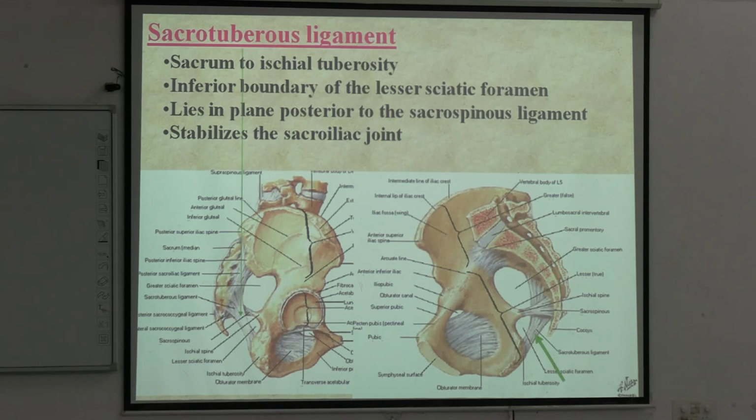So these two ligaments, you can see, are converting the greater sciatic notch and the lesser sciatic notch into foramens. We call them the greater sciatic foramen and lesser sciatic foramen. In the dry bones, we see these as notches. And these are converted into foramens by the attachments of these two ligaments.